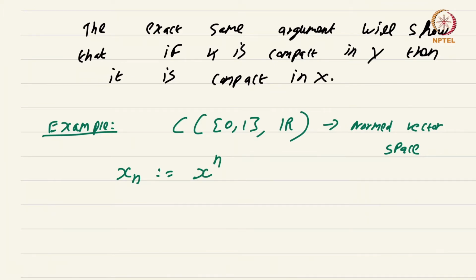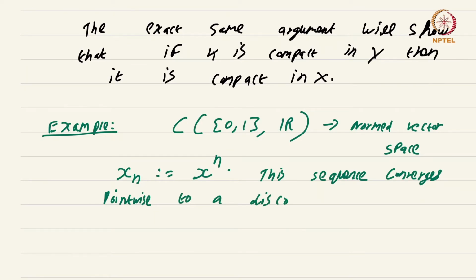These are all obviously continuous functions on [0,1]. So this is a sequence in C([0,1], R). Now this sequence converges pointwise to a discontinuous function. We have already seen this example when we studied uniform convergence and pointwise convergence. So this sequence x̄_n converges to a discontinuous function. It's going to be essentially 0 on [0,1) and 1 when x equals 1. We have already seen this.